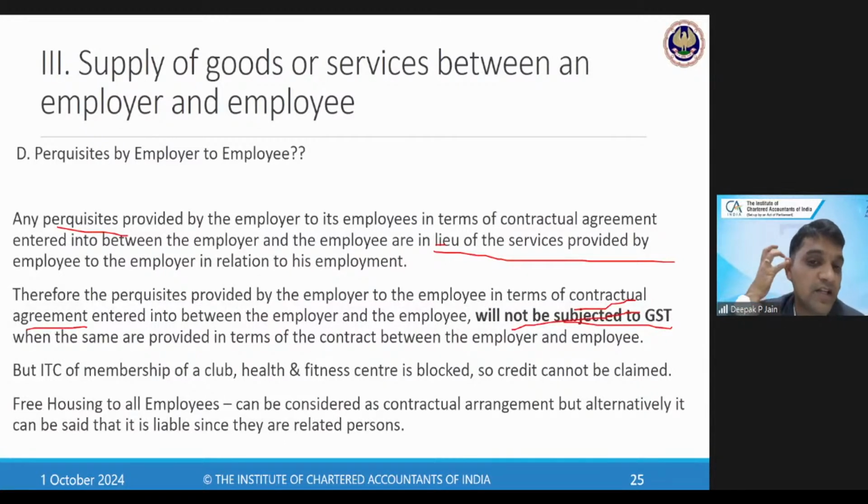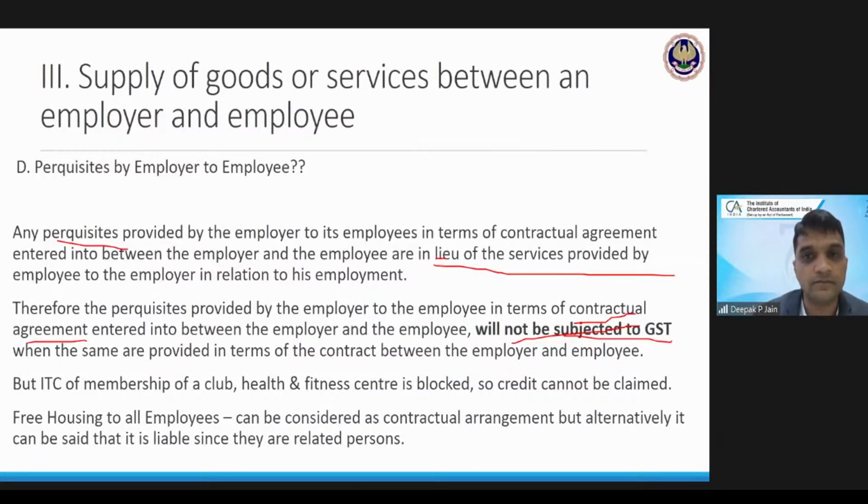Perquisites are a part of the package amount. Yes, it is part of the package amount itself, wherein they agree saying that these are the perquisites which we will give to you. In blocked credit, ITC can't be claimed. Yes, in blocked credit, the name itself is blocked credit. Credit means which is available to you. Now, blocked means they're blocking the credit. So if it is blocked credit, we cannot claim the credit.